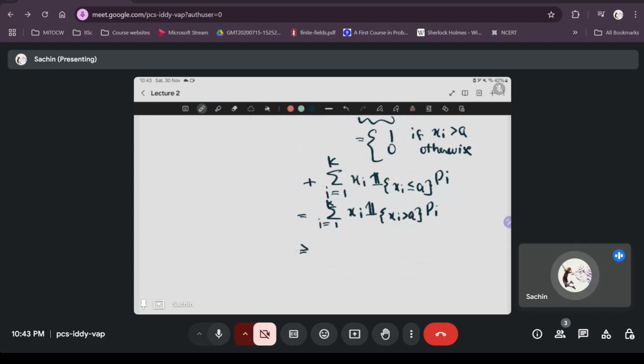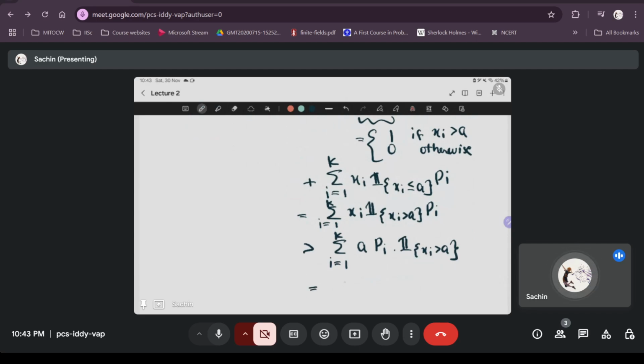Since all the xi's are greater than or equal to a, the sum of xi pi will be greater than or equal to the sum of a times pi. This is actually greater than, right? Because each xi is greater than each a. So if you replace xi by a in each of the terms in this sum, the entire sum will be greater.